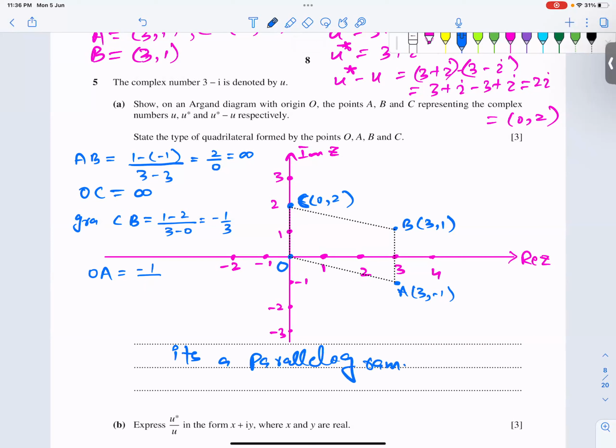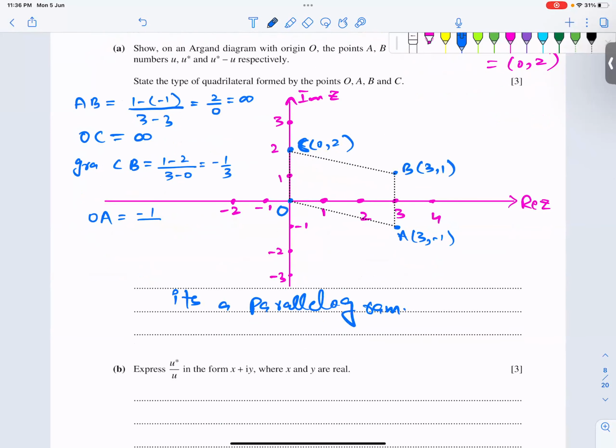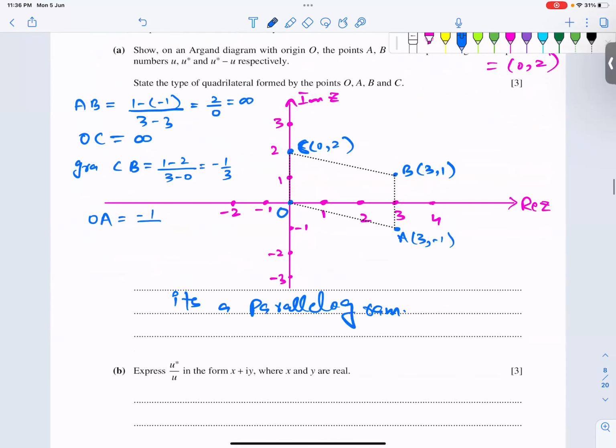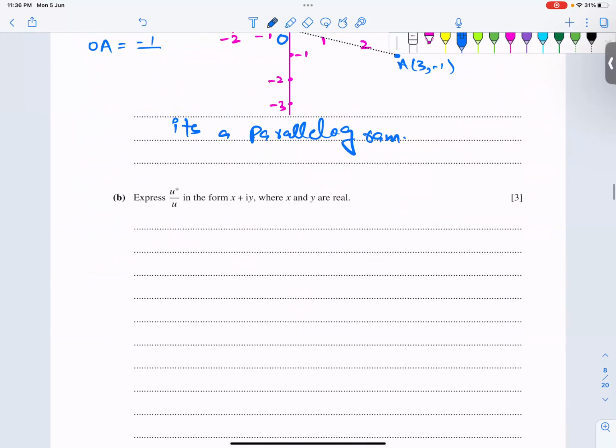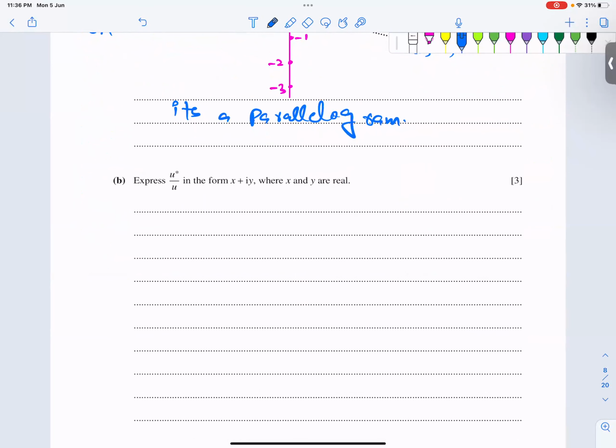In most of the questions from complex numbers, you will find the same answers. The diagram will be a parallelogram, but you should always try to check the sides by finding the gradients for the sides. Now the B part is: express u star over u in the form of x plus iy.